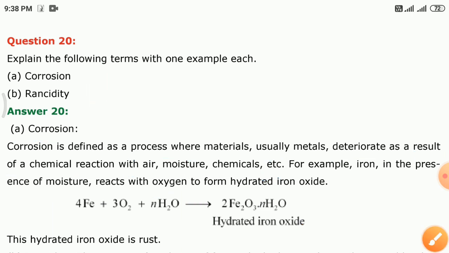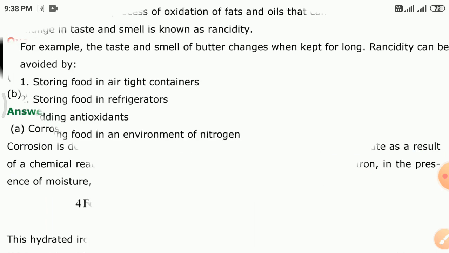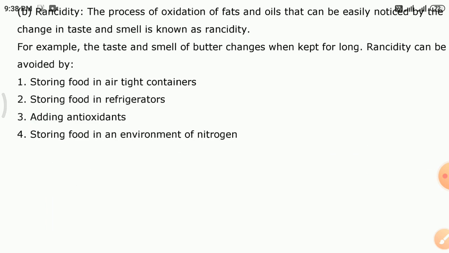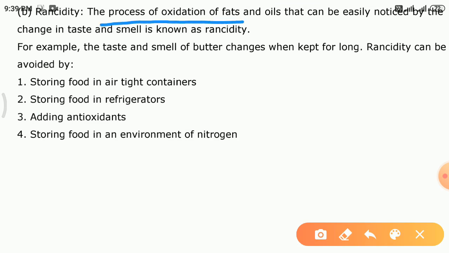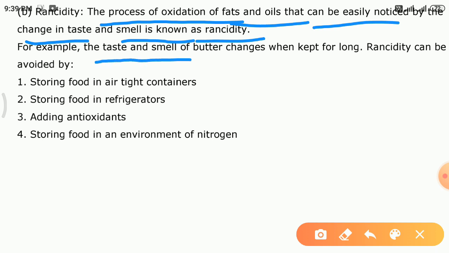Now we will discuss rancidity. The process of oxidation of fats and oils that can be easily noticed by the change in taste and smell is known as rancidity. For example, the taste and smell of butter changes when kept for long.